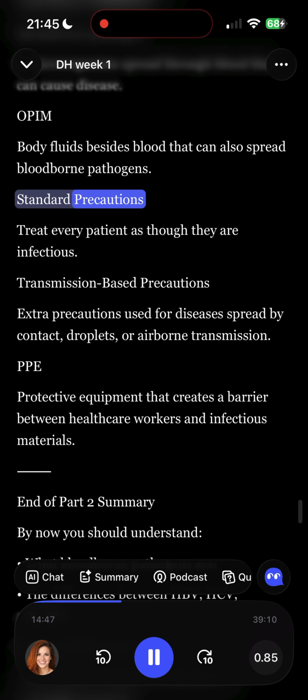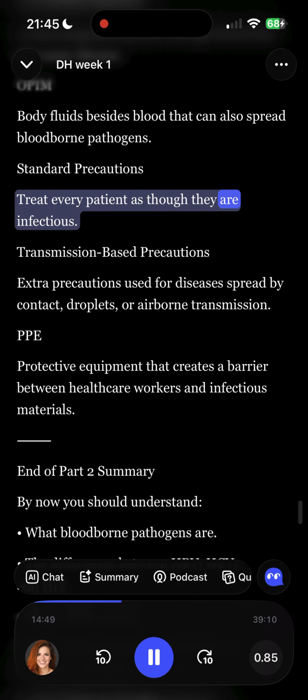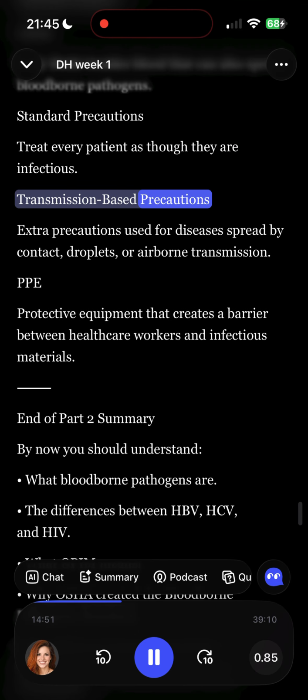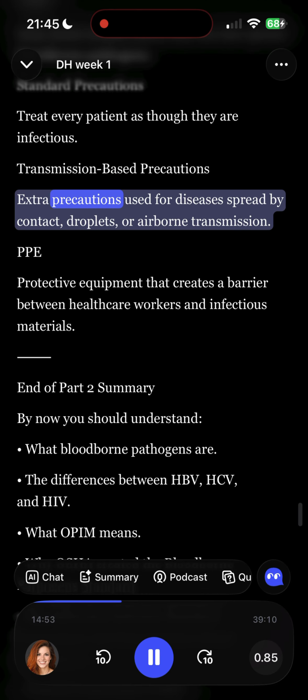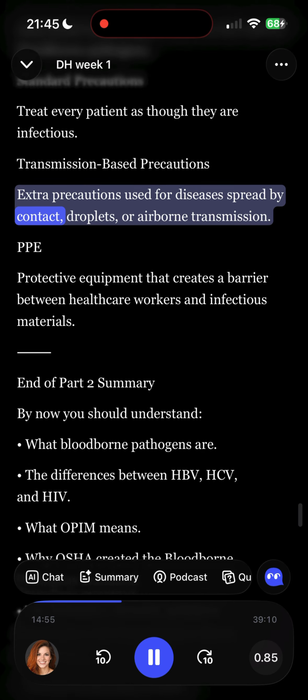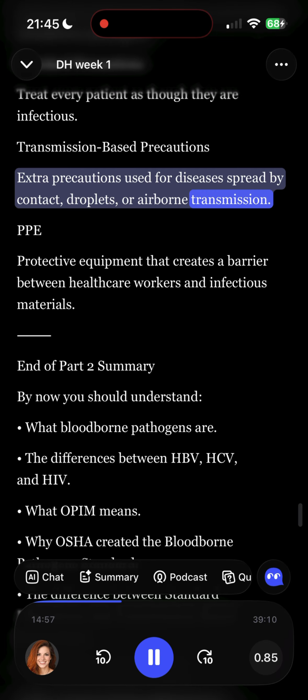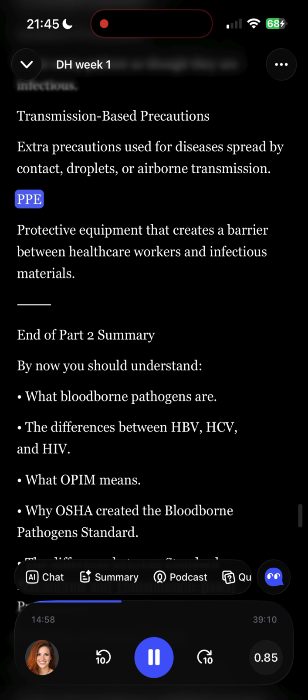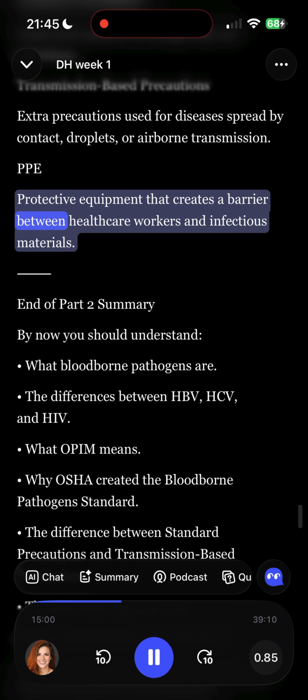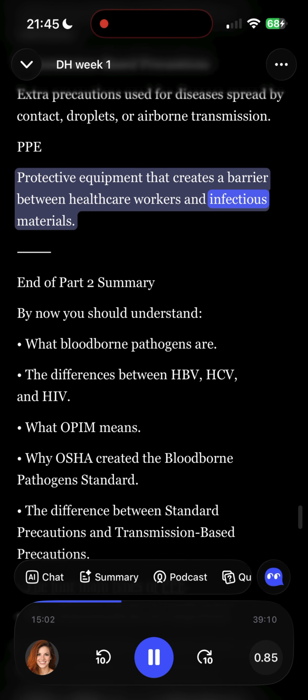Standard precautions. Treat every patient as though they are infectious. Transmission-based precautions. Extra precautions used for diseases spread by contact, droplets, or airborne transmission. PPE. Protective equipment that creates a barrier between healthcare workers and infectious materials.